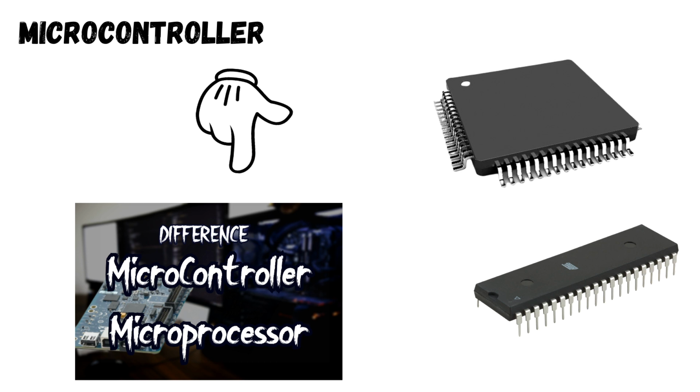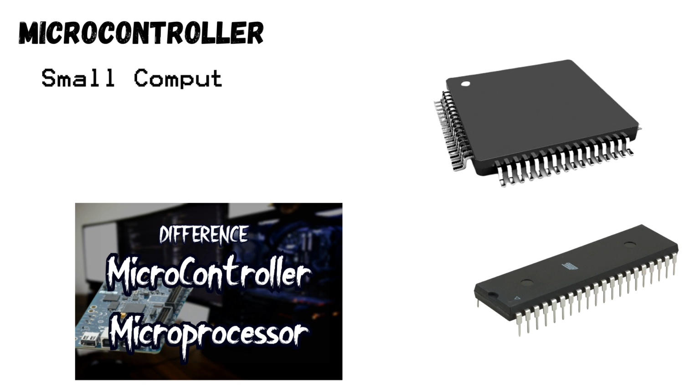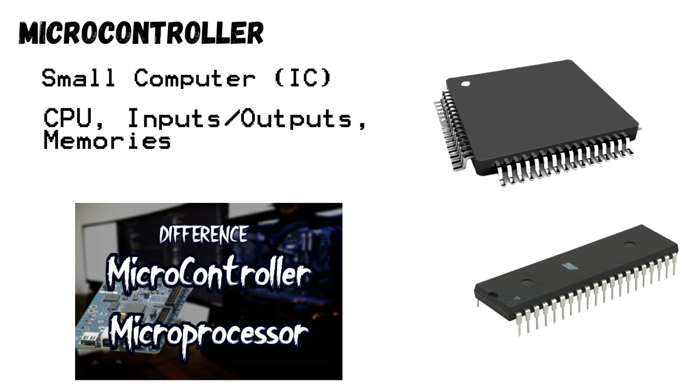Let's go! Let's start with microcontroller. If you remember the video in which we talked about the difference between microcontroller and microprocessor, we said that a microcontroller is a small computer on a single integrated circuit. It contains a processor core, input output, and memories. And the microcontroller is designed to perform specific tasks. That means the relation between input and the output of the system is already defined. And depending on the input, some processing needs to be done.